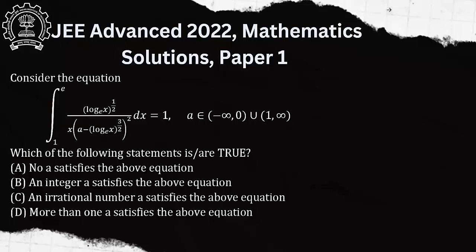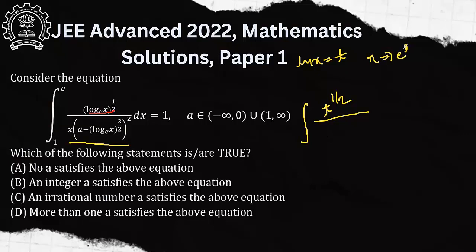So we'll start by evaluating the integral here. I can see that this is log x, and the log base is e, that is the same as ln x. So this is ln x. I'll take ln x as t. The equation here becomes, for ln x, I write t, so t to the power 1 by 2 upon, for x, I can write, that means x is equal to e to the power t.